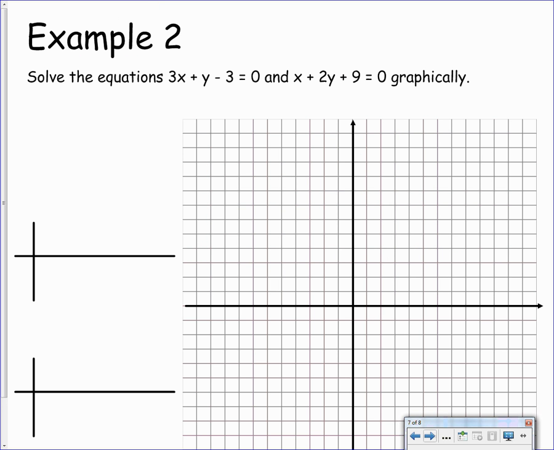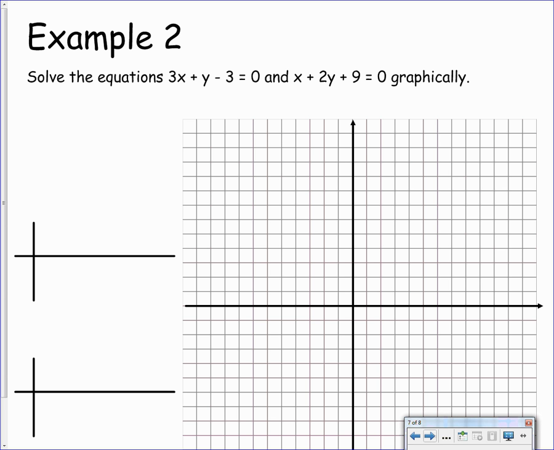Right, here's example number 2. So we need to solve the equations 3x plus y minus 3 equals 0 and x plus 2y plus 9 equals 0 graphically. So we're going to do the same thing again. Table of values, state the coordinates, sketch the graphs, and identify the solution. Now, before we can do this one, you should notice that the two equations we have are not quite in the right form. So we need to start off by rearranging these. What we want them to say is y equals.